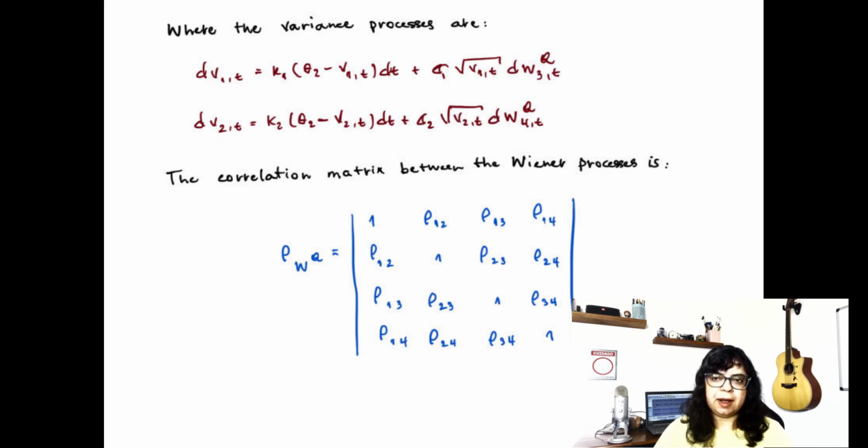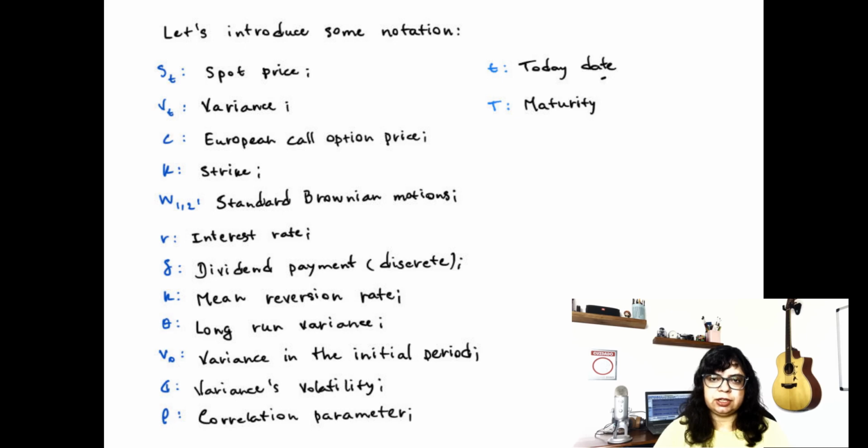And we have a correlation matrix between the Wiener processes that we are going to denote by ρ, and you can see ρ on the screen. We need to introduce some notation here. We are going to denote by S_T the index prices, by V_T the variance, by C the European call option price, K the strike price, W a standard Brownian motion, r an interest rate, delta a dividend payment in discrete time, kappa a mean reversion rate, theta a long run variance, V0 the variance in the initial time period, sigma the volatility of the variance, ρ a correlation parameter, t today's date, and big T the maturity date of the option.